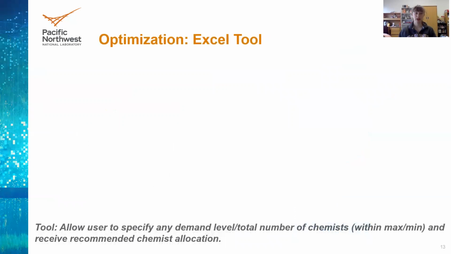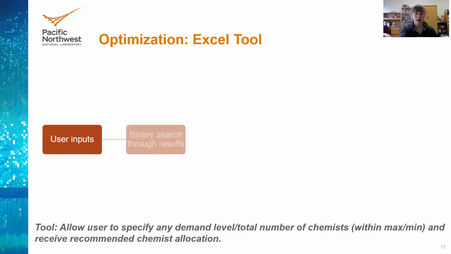And so from there, we were able to create this Excel tool for the user. Basically how it works is the user will input, okay, I want this demand for this lab, this demand for this lab, and so on for each of the 8 labs. They would input a total number of chemists that are available to assign across all 8 labs. And then from there, the Visual Basic Excel programming would basically take over.